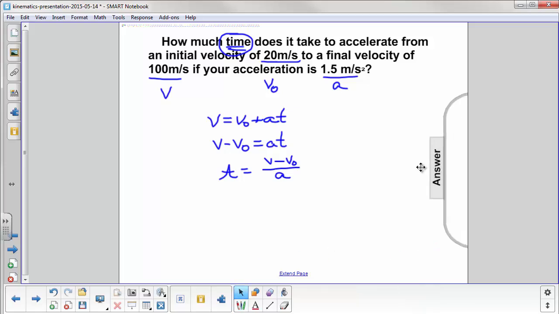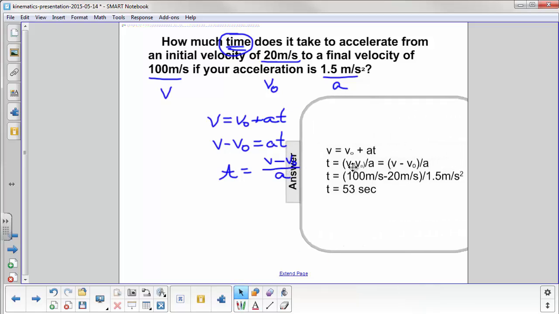So let's see what we get. You can see the algebra we just did over here, v minus v0 over a. We plug in the numbers, and we're dividing meters per second by meters per second squared. So let's just show what that looks like for a second. So we have meters per second divided by meters per second squared.